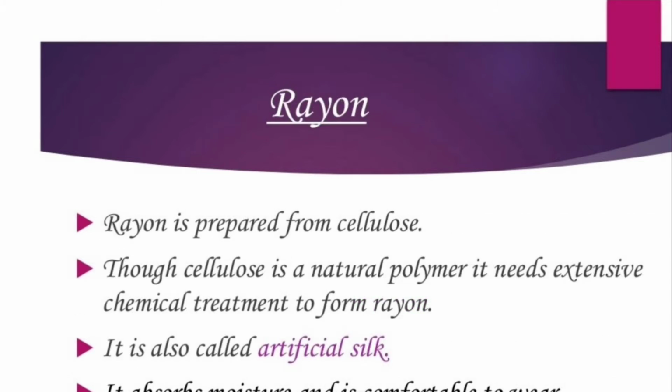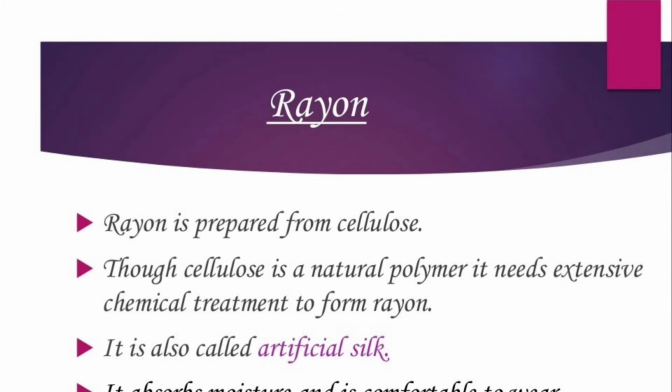The first synthetic fiber we are going to study is rayon. So what do you know about rayon? Rayon is different from truly synthetic fibers because it is obtained from a natural material. Rayon is prepared from cellulose, which undergoes chemical treatment and is then made into rayon. So it is actually obtained from a natural source. Though cellulose is a natural polymer, it needs extensive chemical treatment to form rayon.